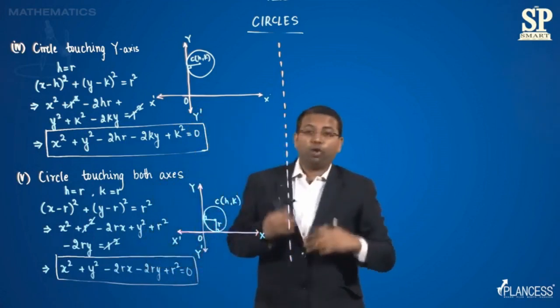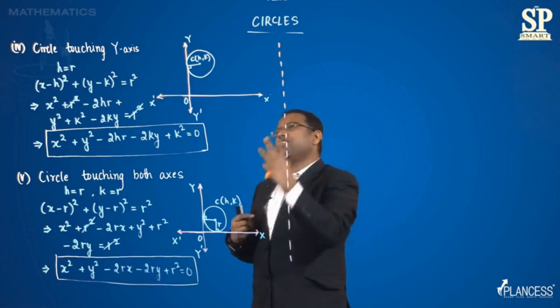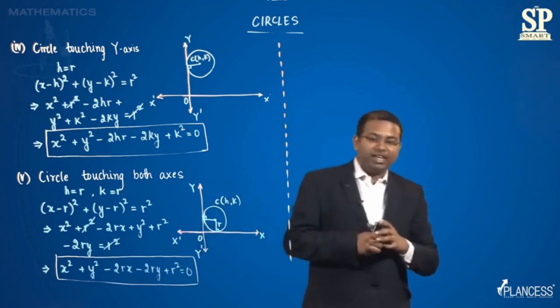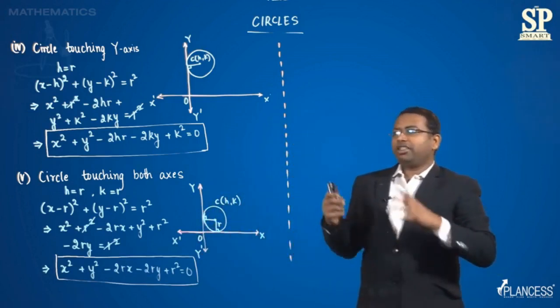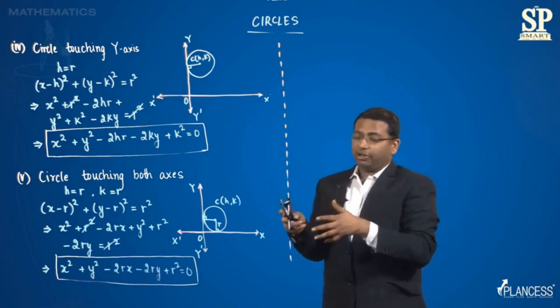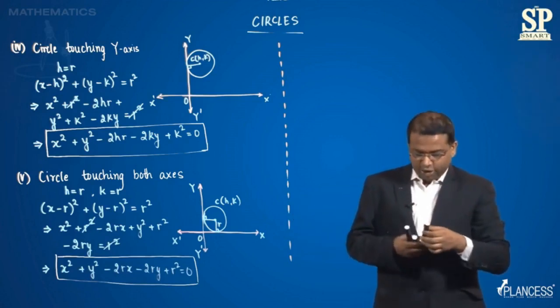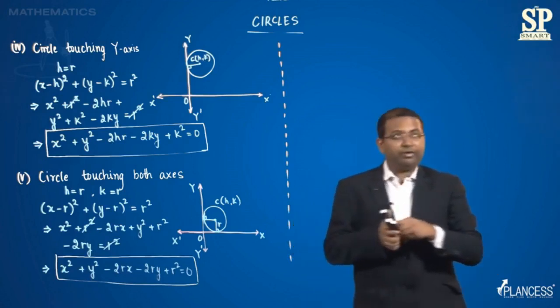What next? What next figure you can imagine? Where can you put the circle now? Do you have any idea? How about the circle touching, let's say, the x-axis, or let's say the y-axis, and the center lying on the other axis? So let me first draw the diagram for you.